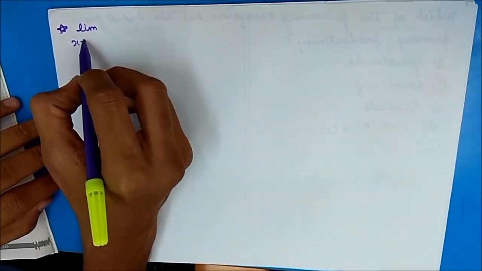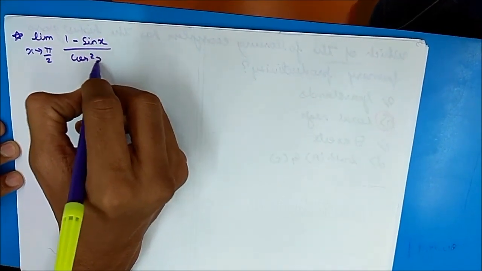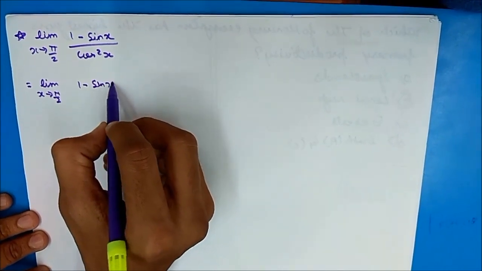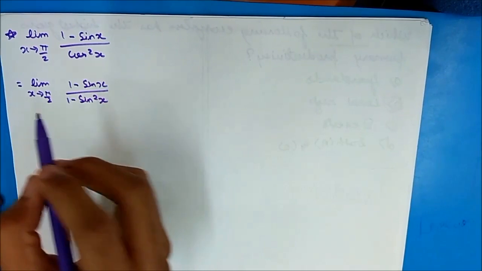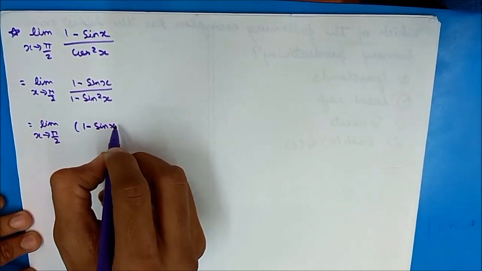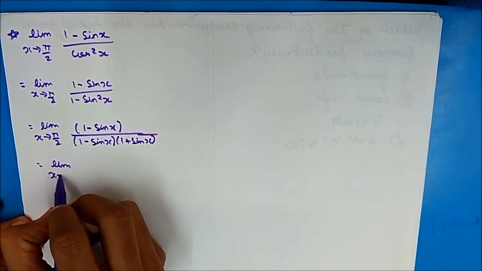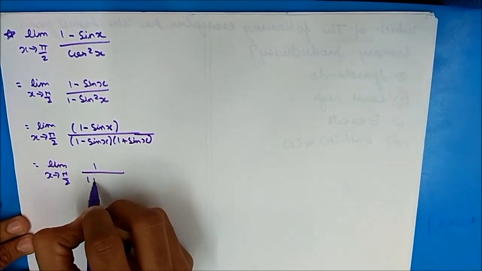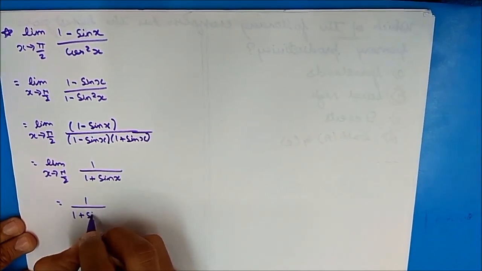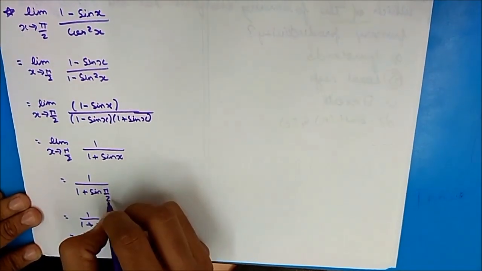Limit x tends to pi by 2, 1 minus sin x upon cos square x, that will give limit x tends to pi by 2, 1 minus sin x upon 1 minus sin square x, that is limit x tends to pi by 2, 1 minus sin x upon 1 minus sin x into 1 plus sin x, that is limit x tends to pi by 2, 1 upon 1 plus sin x, that is 1 upon 1 plus sin pi by 2, is 1 upon 1 plus 1, that is 1 by 2. Sin pi by 2 is 1.